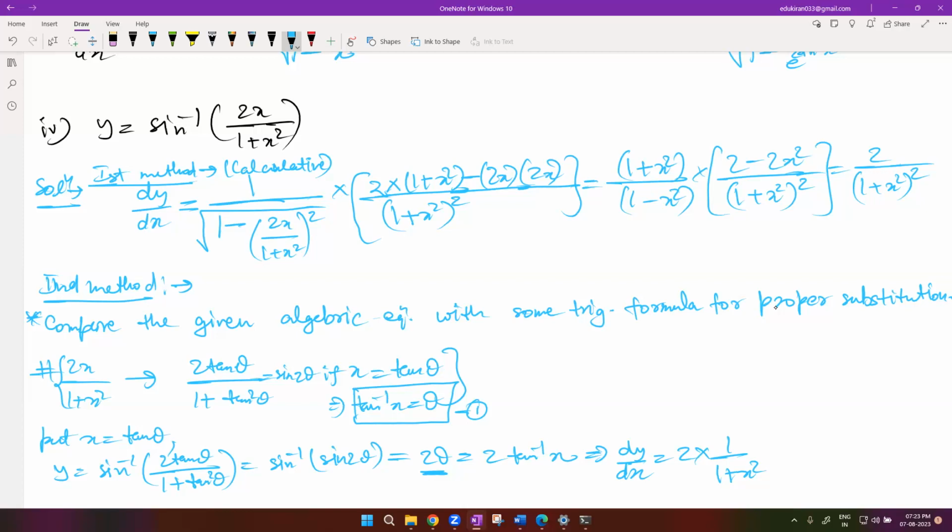I instantly knew as soon as I saw 2x upon 1 plus x square that I have to replace x with tan theta, and then this will become sin 2 theta. The whole y will become y is equals to sin inverse sin 2 theta, which is 2 theta. As soon as I saw this, I was clear in my mind that y is equals to 2 theta, because I have solved these questions.